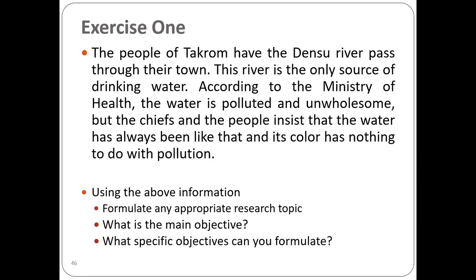Example 1: the people of Tacrom have the Densu River pass through their town. This river is the only source of drinking water. According to the Ministry of Health, the water is polluted and unwholesome, but the chiefs and the people insist that the water has always been like that and its color has nothing to do with pollution.